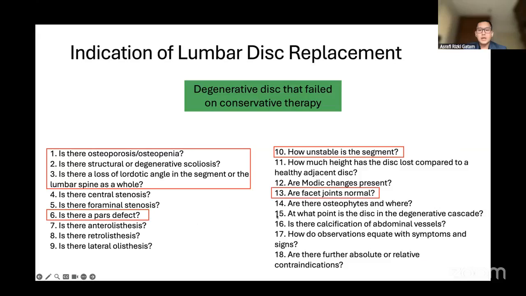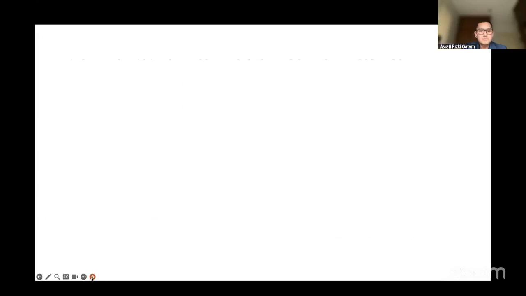But the other considerations that are not boxed in red are probably more of a relative indication or contraindication of doing a lumbar disc replacement. So we can still debate on it, whether it's possible or not.